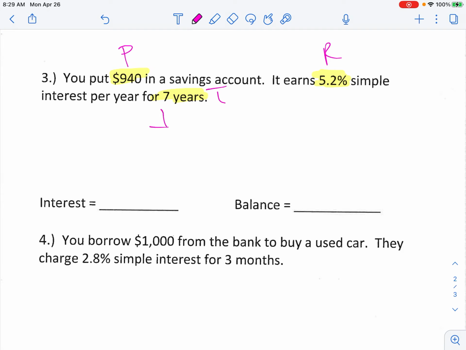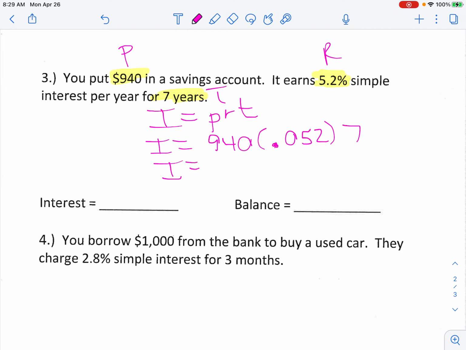We start every problem with the formula. Capital I for interest equals principal times rate times time. So the interest for this problem is going to be the $940 deposit. Now remember, to convert a percent to a decimal, we have to move that decimal 2 places to the left. So 5.2% is going to be 0.052, and we're going to multiply all of that times 7 years.